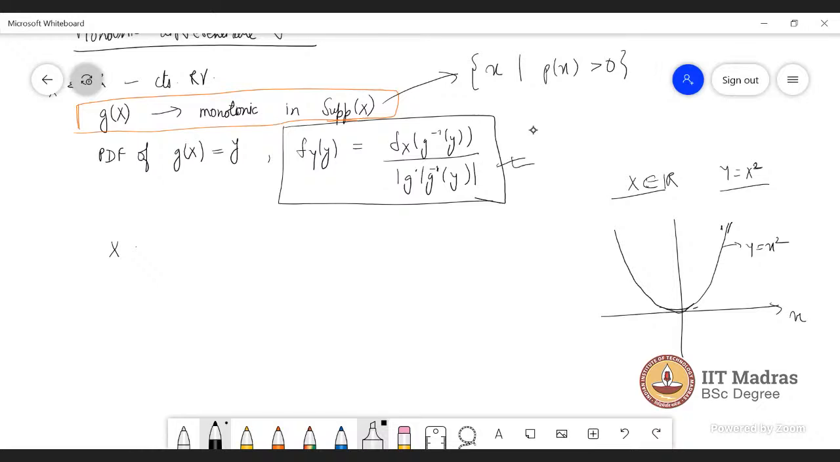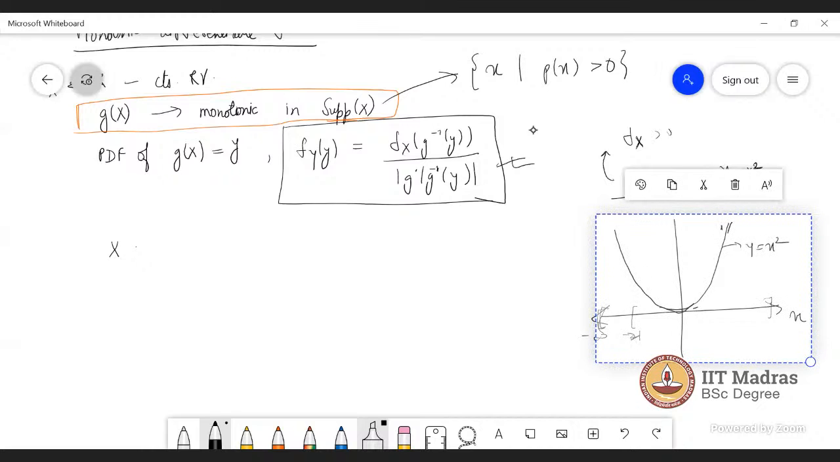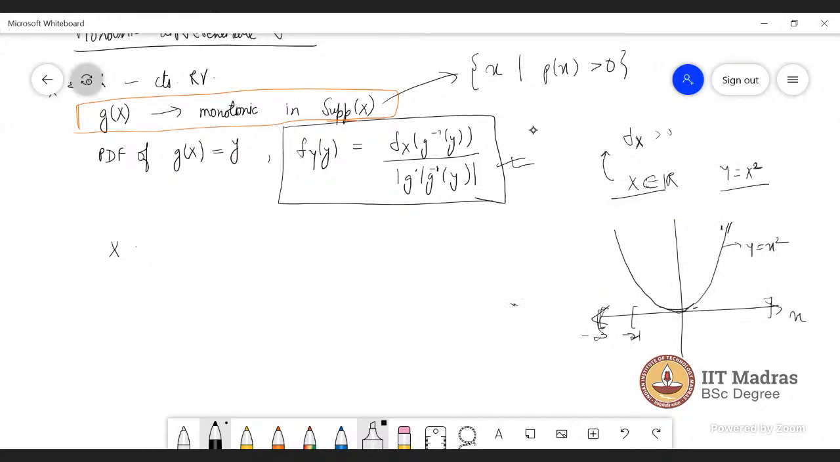So if I say x belongs to R, and I am giving you a function of x, let's say y equals x square. So let's say this is your x and this is your x square. Now let's say you have some function defined f(x), for which in the range minus infinity to infinity, your probability is greater than 0. So if I ask you whether y is monotonic in the support of x or not, what will you say?